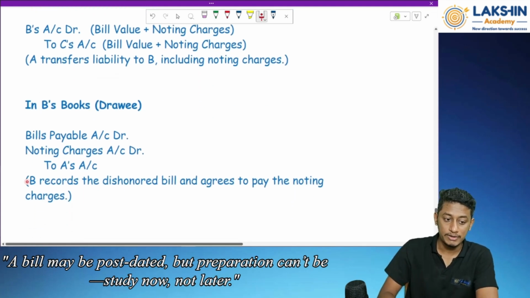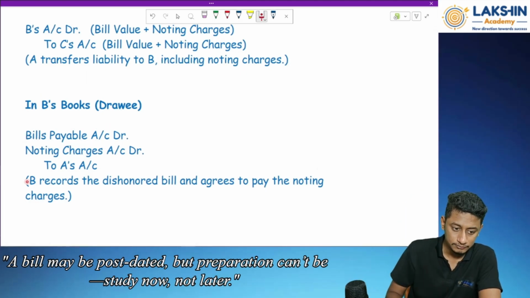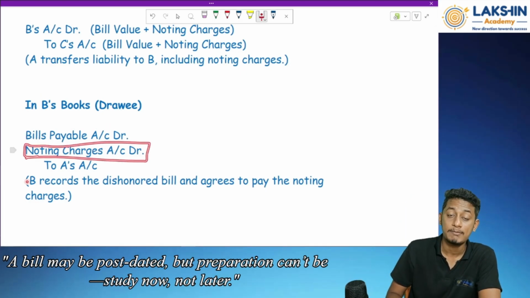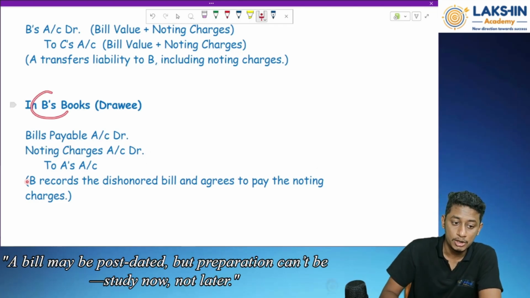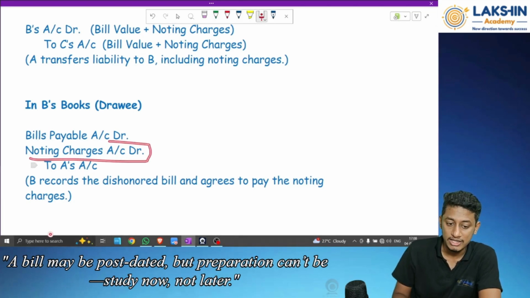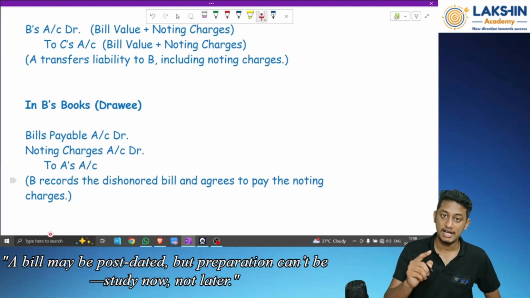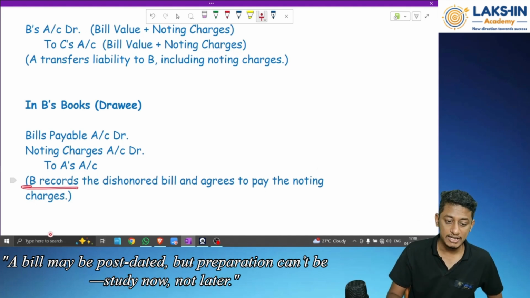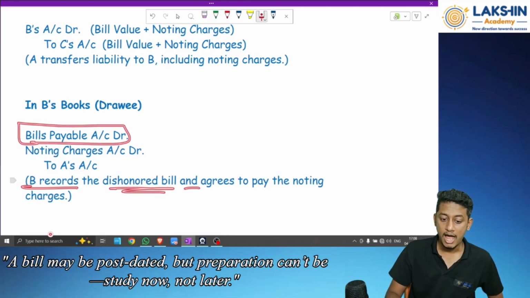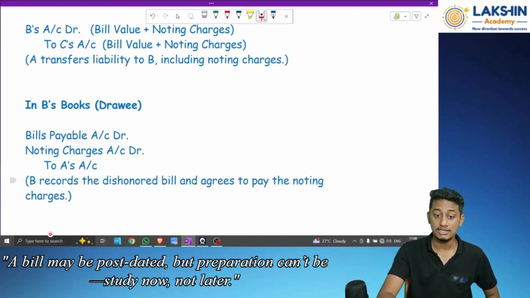Now coming to the books of Mr. B: bills payable account is debited because bills payable is being reversed now. Noting charges is being debited. Why? Because noting charges becomes an expense to Mr. B. So that's why noting charges are debited over here. Then Mr. A's account has been credited. Why? Because Mr. A is a creditor to Mr. B. I am increasing the value in the creditor's account now. Whenever a creditor's value increases, we will credit the account. B records the dishonored bill and agrees to pay noting charges. This is how you pass the entry for dishonoring with noting charges.